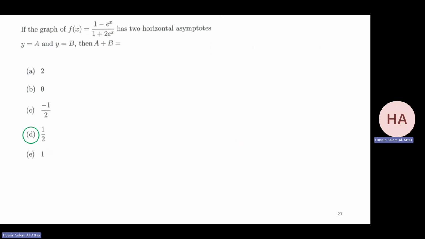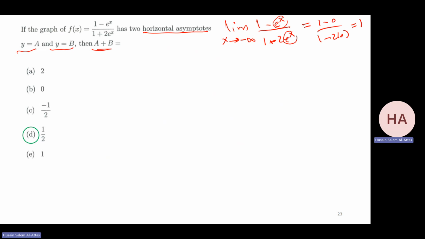The graph has two horizontal asymptotes, y equal a and y equal b. Find a plus b. What I need? Check limit as x goes to minus infinity and limit as x goes to plus infinity. I'll do minus infinity, which is easier. Why is it easier? You apply it, you have 0, gone. So that will be 1 minus 0 over 1 minus 2 times 0. So the answer is 1. So one of them is y equal 1. Done. This is horizontal asymptote.